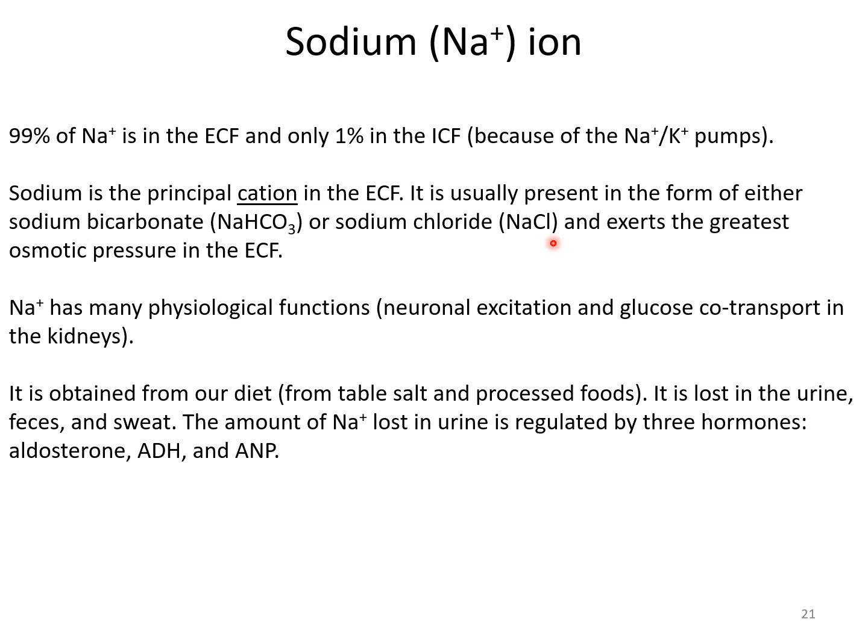We get sodium from our diet. It comes primarily from table salt and processed foods. We lose it in the urine, the feces, and the sweat. And then the amount of sodium that's lost in the urine is typically regulated by 3 different hormones: aldosterone, antidiuretic hormone, and atrial natriuretic peptide. You should be familiar by now with how these work. If you're not, you may want to go back and rehash that.